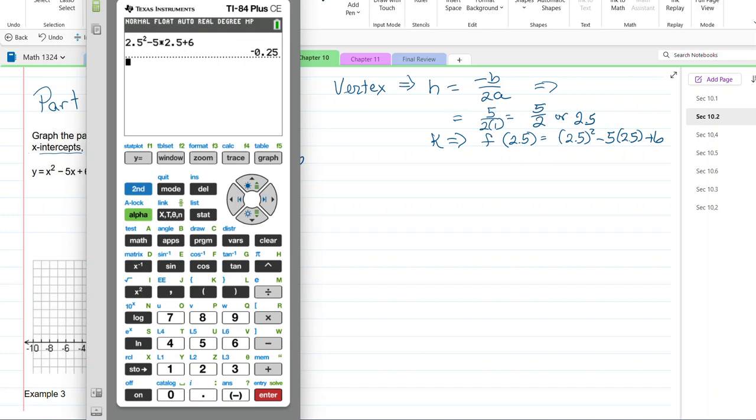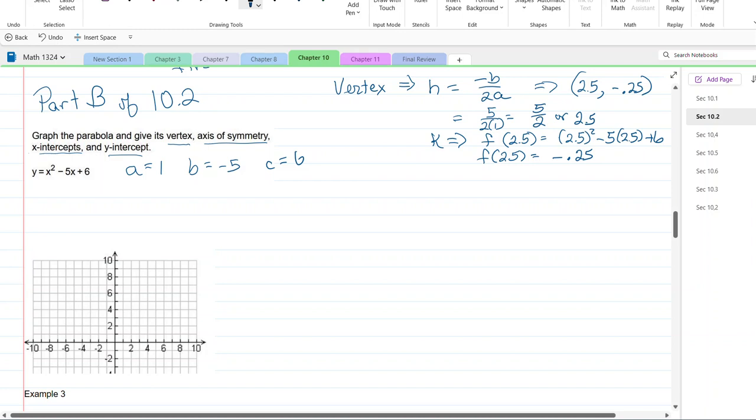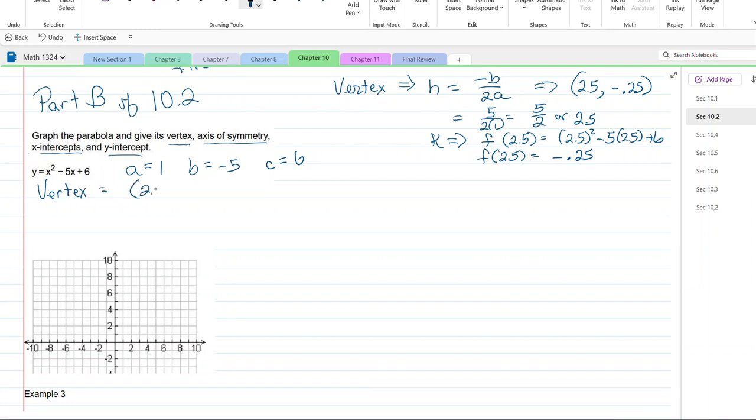And I'm going to do a math frac. I can have this as the negative 0.25. So I know that my vertex then is going to be the 2.5 and the negative 0.25, or a quarter, whichever way you want to do it. All right, so my vertex is 2.5 and a negative quarter.